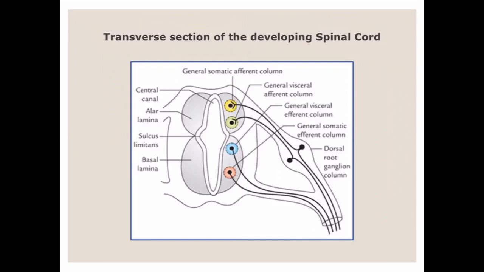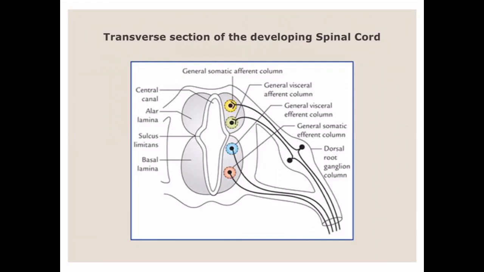He's barking. Anyways, now the nuclei that are farther from the sulcus limitans are the ones that are destined to supply the skeletal muscle. This is known as somatic. So, the one in yellow becomes the somatic afferent column, and the one in pinkish, red, orangish, whatever that color is, nude, I think that color is called nude by designers. Anyway, that becomes the somatic efferent.